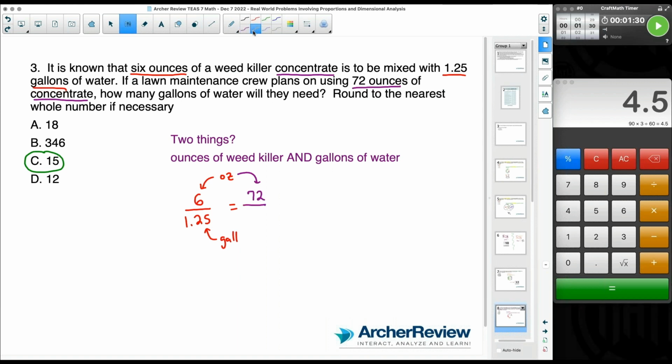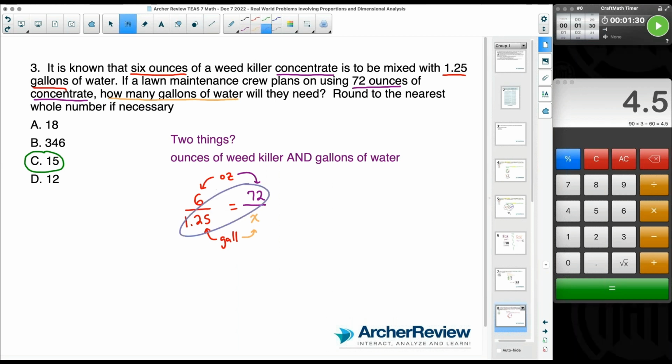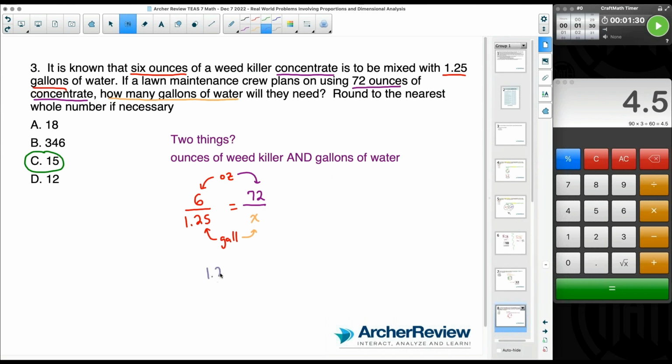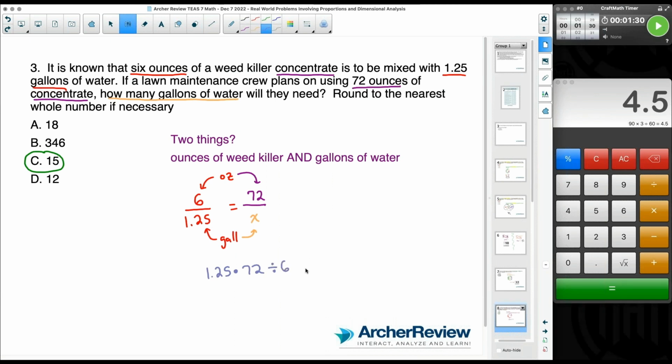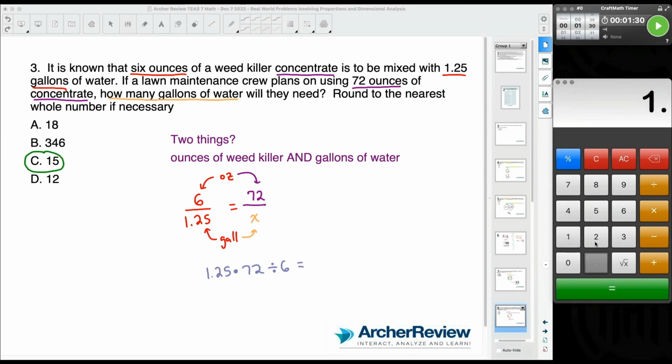The question says, how many gallons of water? That's the missing piece. You may have set yours up differently, but if you cross multiply and divide, we should get the same answer. I'm not going to circle stuff anymore, but we are going to be taking that 1.25 times the 72, and then we can immediately divide that by the 6. I want y'all to make sure you're understanding this fast way that I'm showing you here. So 1.25 times 72 divided by 6, we get 15.